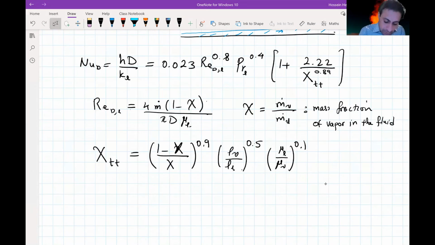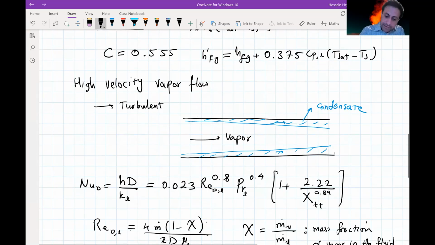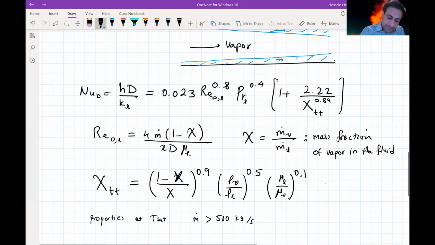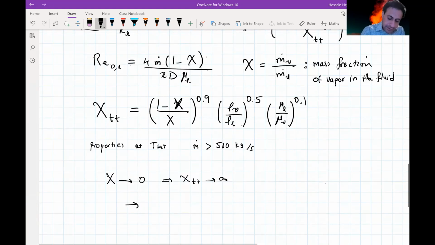To use this equation, all properties are evaluated at T_sat, and this equation is recommended when the mass flux at any cross-sectional area is greater than 500 kilograms per second per square meter. Now, when everything is just liquid flow or condensate flow, what it means is we don't have any mass fraction of vapor, so x is equal to 0 or X_tt goes to infinity, and the above equation for the Nusselt number is reduced.